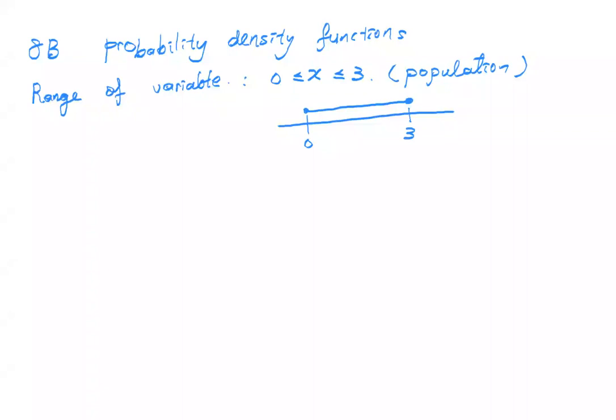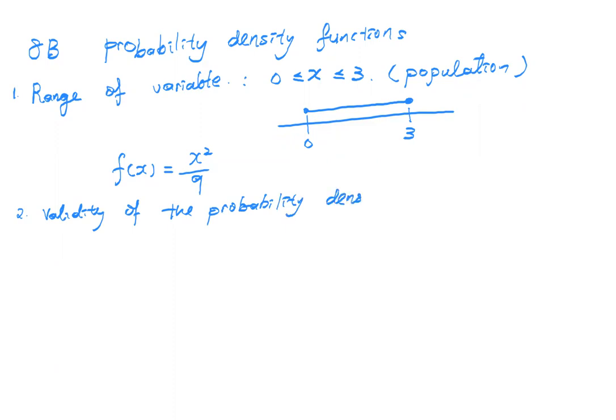Okay, so now I'm going to define a function. f(x) is given in example 2. It's called x squared over 9. Okay, now how am I going to know whether this is a valid probability density function? So next, first is the range, second is the validity of the probability density function that you have to check.